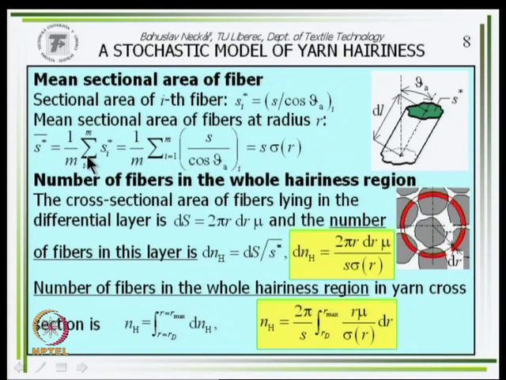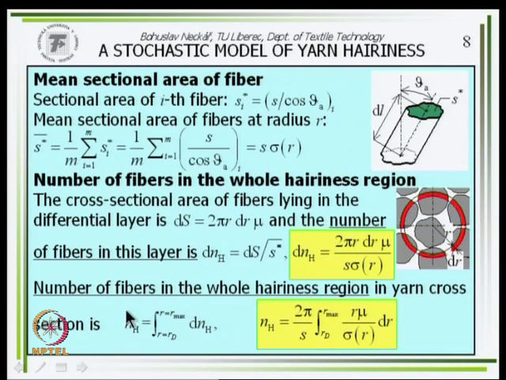The mean sectional area of fibers at radius r is which? We must take the mean or average value, which is the sum of all these cross-sectional areas divided by their number. How many are there? M. So it is this here. We can write it because S star is S over cosine, so we obtain this here. And because we earlier postulated the function sigma r, we can also write it in the form S times sigma r.